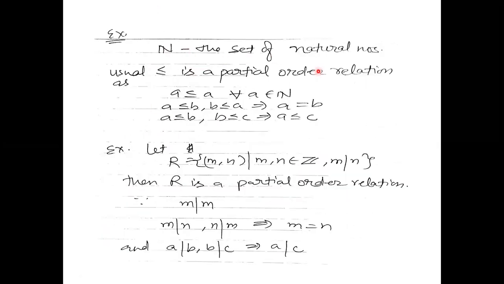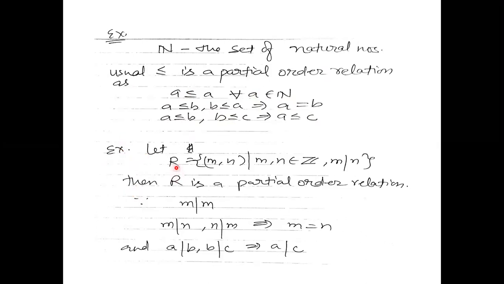Here N is the set of natural numbers. Then the usual less than or equal to is a partial order relation, as a is less than or equal to a for every a, and a is less than or equal to b and b is less than or equal to a implies a equals b, and a is less than or equal to b, b less than or equal to c implies that a is less than or equal to c. So this is very simple to visualize.